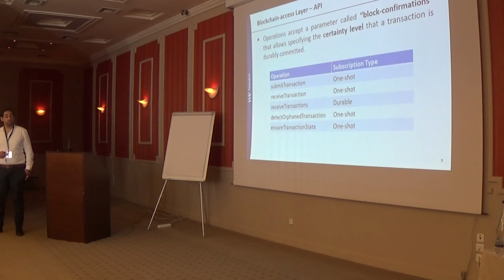So here is the set of basic operations we provide. I don't want to go into details. Of course, we can discuss them more on the poster session or in the paper. But all of these operations accept this parameter I talked about, block confirmations. And when we have a higher number here, this means that we want to be more sure that the transaction we are dealing with is durably committed. If we have a lower value here, we want to operate on this transaction as fast as possible.